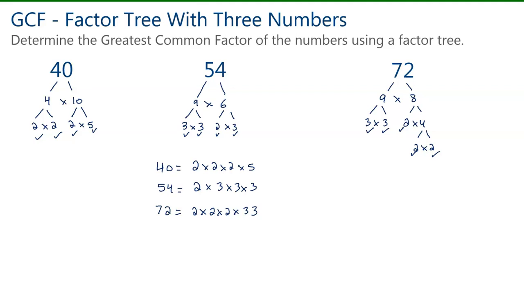Now, in order to get the greatest common factor, we need to identify common factors in each list. So there's one common factor of 2. That is a number that exists in all three prime factorizations. There is no other one that is in all three. That makes the greatest common factor 2. We can also write it like this: the greatest common factor of 40, 54, and 72 equals 2.